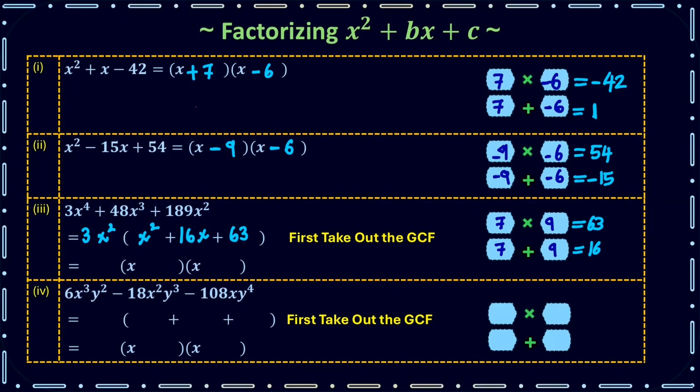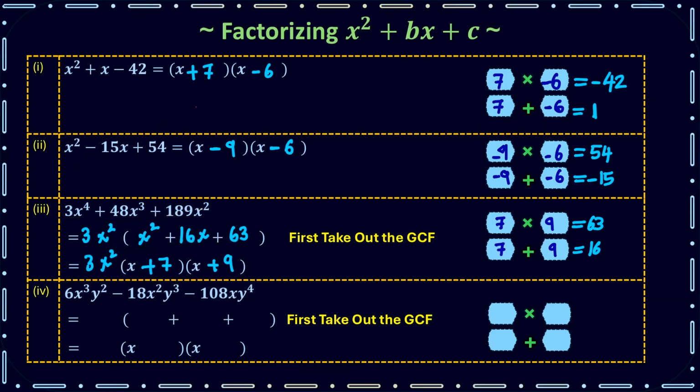So in the next step, you're going to carry down the GCF and open the two parentheses and place the two numbers: x plus 7, x plus 9. And we are done with factorization of this polynomial. Let's look at the next polynomial.